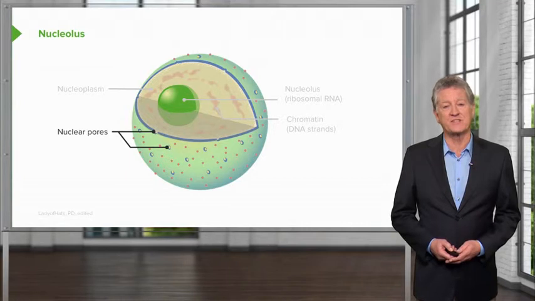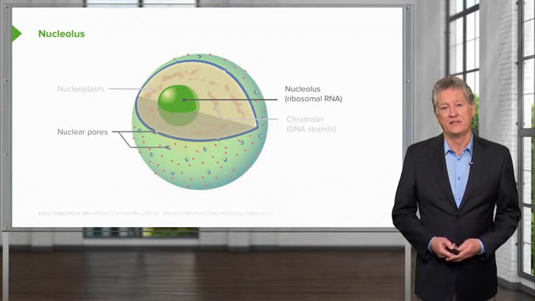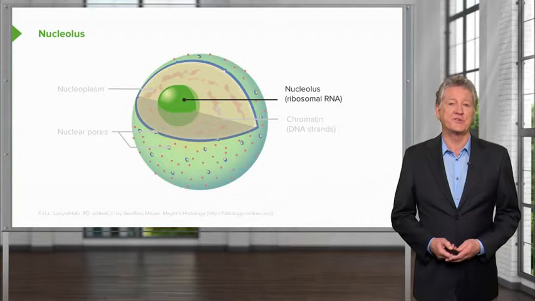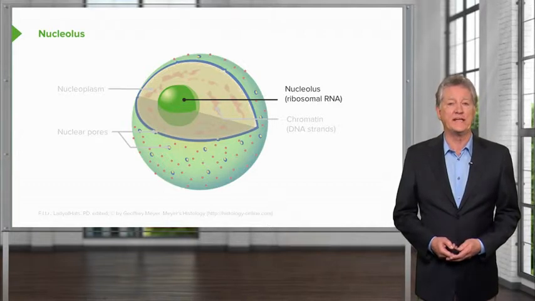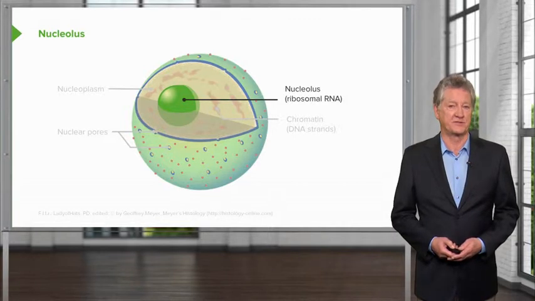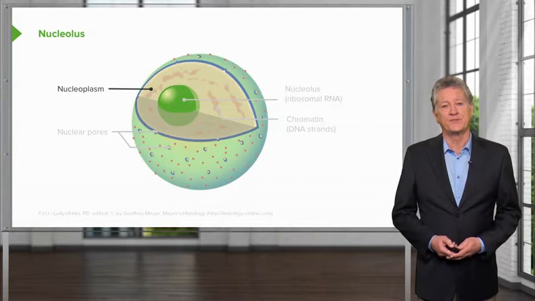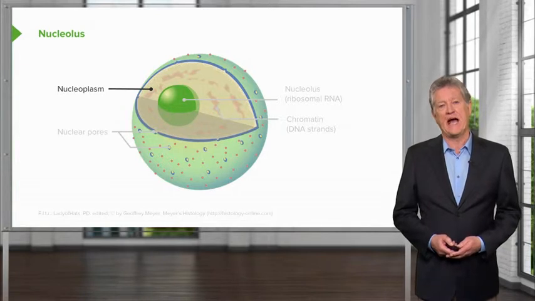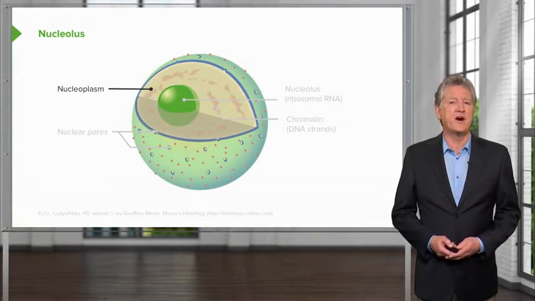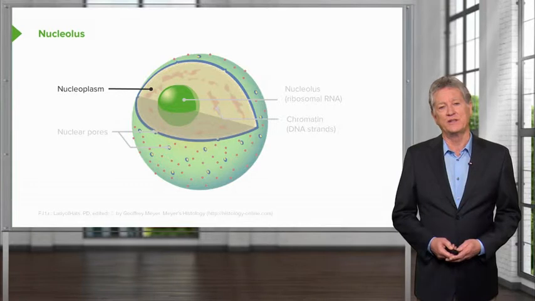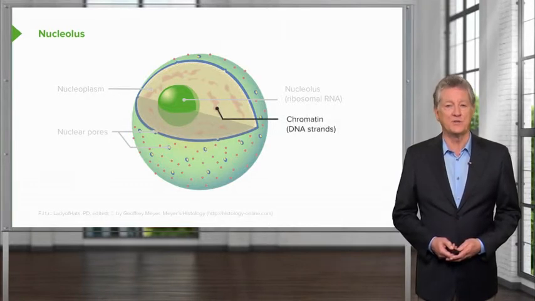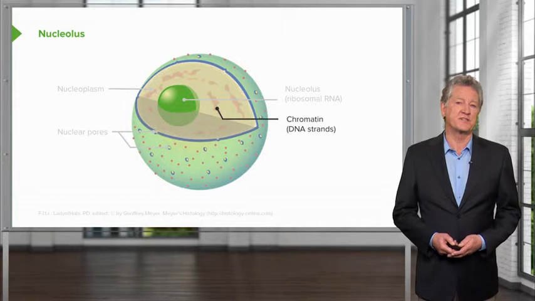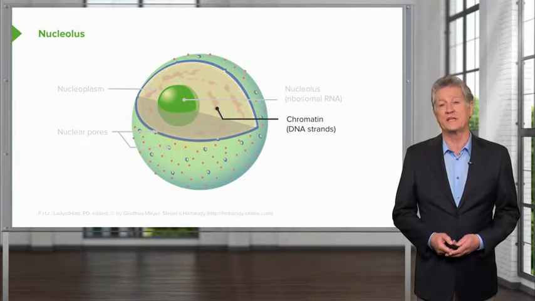And now let's look inside the nucleus itself. The most predominant structure you see is that large green circular coloured structure. That represents the nucleolus, which makes ribosomal RNA. The nucleoplasm occupies the remainder of the nucleus and includes a very fine scaffolding network of fibres within it and chromatin. Chromatin consists of DNA strands and protein complexes.